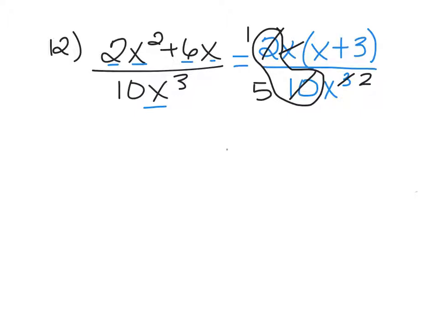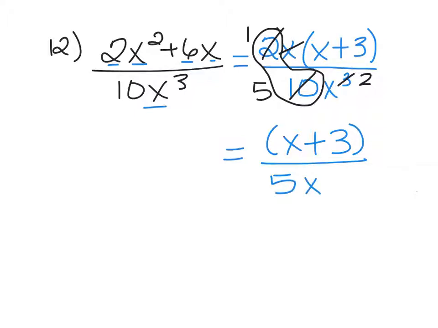So I can rewrite my numerator, since the 2x is all canceled out, as just x plus 3, and my denominator is going to be 5x, and I had 2 of them left, so 5x squared. And that is the simplified form of my original expression.